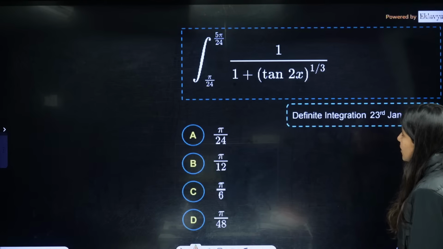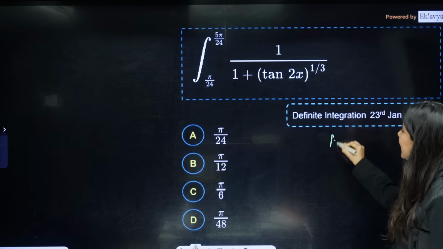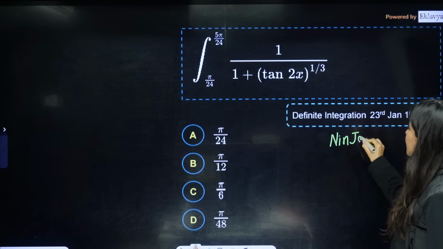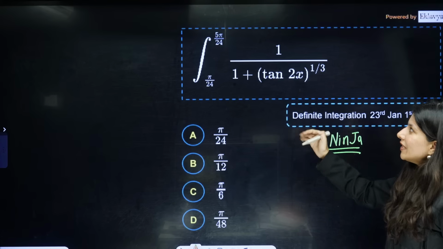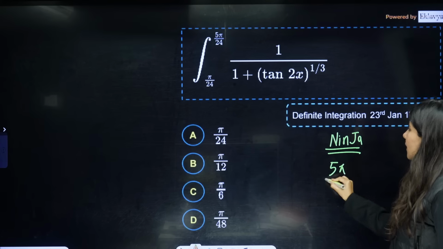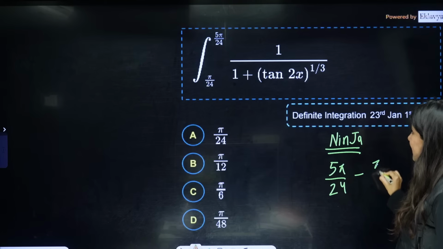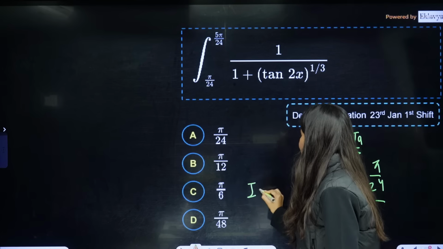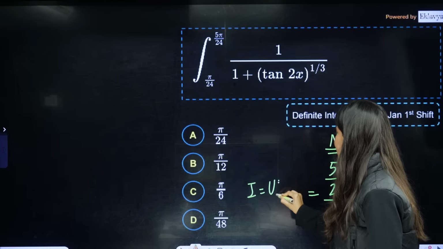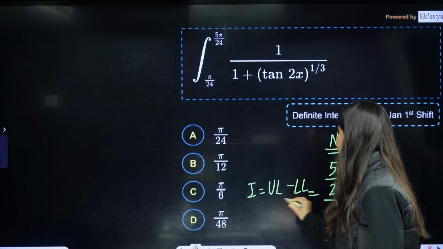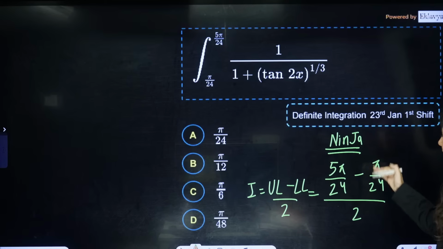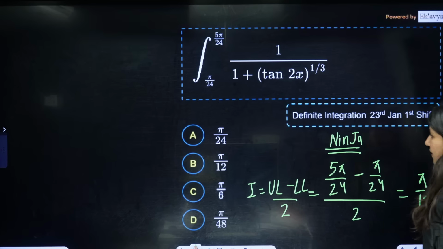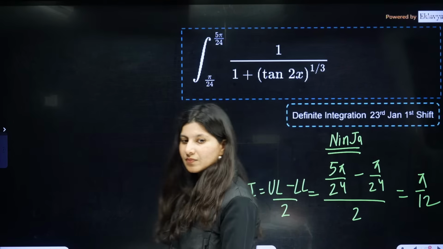Let me show you the question. See, this is the question, ninja technique. The answer is going to be what? Upper limit minus lower limit, upper limit minus lower limit by 2. This is your formula for ninja technique. Upper limit minus lower limit by 2. So this is going to be 4 by 24, pi by 6, pi by 12. See, easy peasy lemon squeezy.